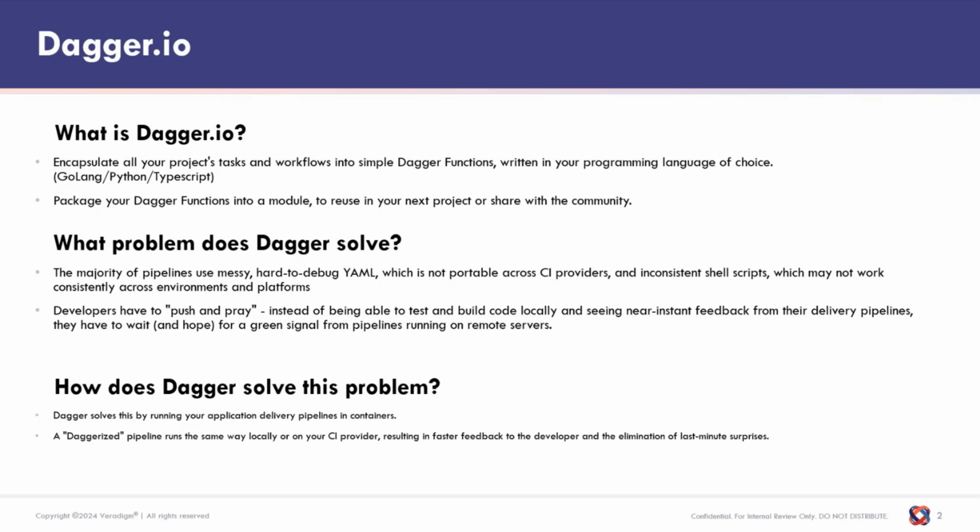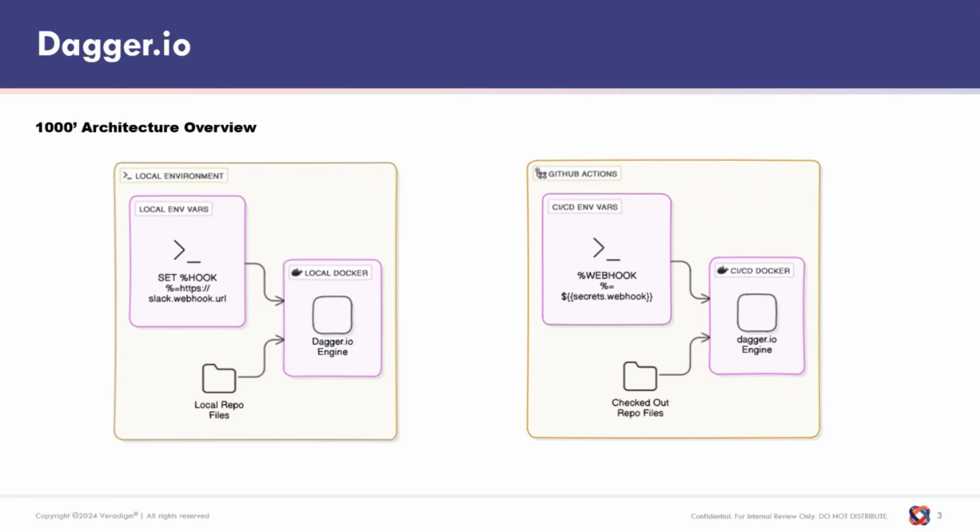So I'm going to step to the next slide where I give you a little bit of an architecture of this, right? This is a very high level overview. It's very simplistic, but it gets the point across. On the left, we have my local environment, which is encapsulated by, if you will, on a Windows box, some local environment variables. I have Docker Desktop running, and Docker Desktop is also running the Dagger IO engine. And then I have my repo that I've been working on locally. But out in GitHub Actions, of course, that is CI/CD environment variables.